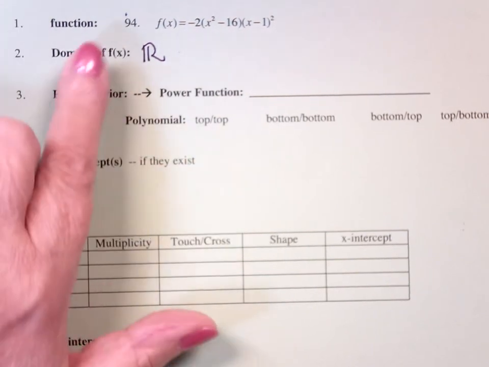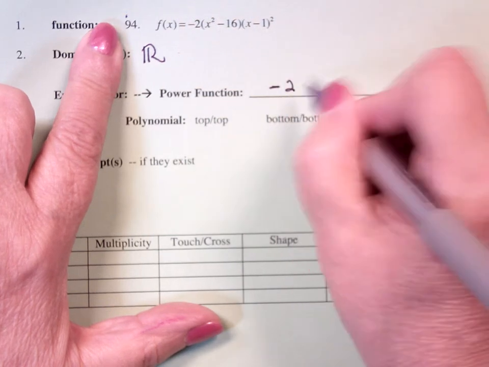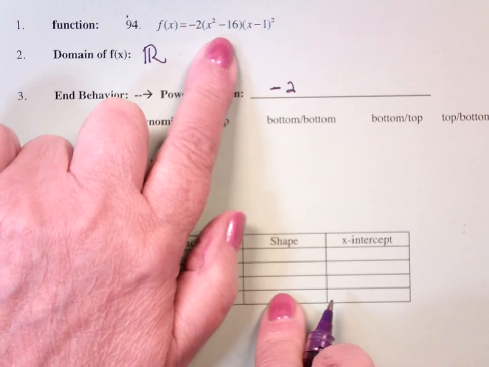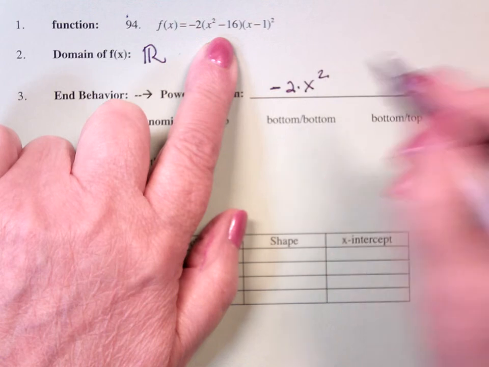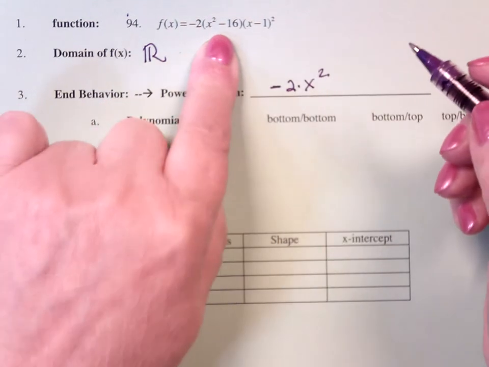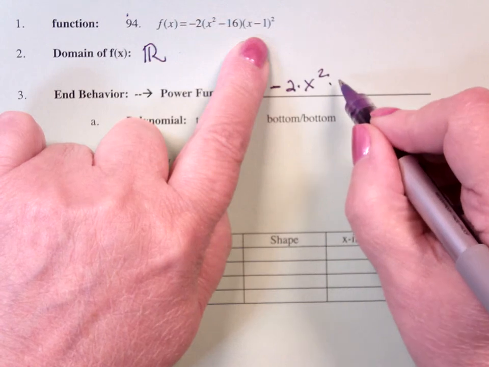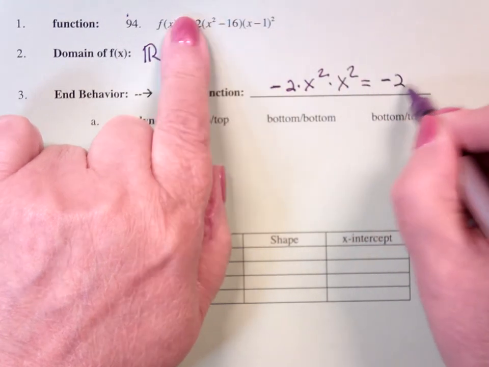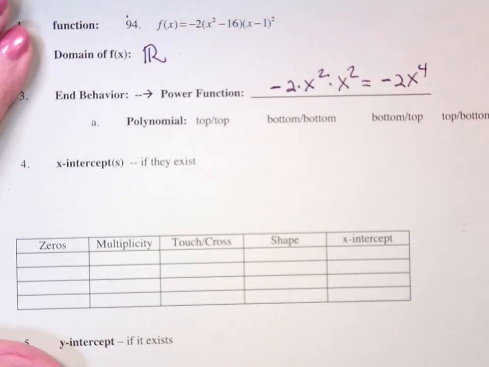Let's go after the end behavior. So what's the power function? Well, it's negative 2, that's the leading coefficient. What's the highest power of x squared minus 16? X squared, because it's x squared minus 16 to the 1 power, right? X minus 1, the quantity squared, would be x squared. So this is negative 2 x to the 4th. That's the power function.